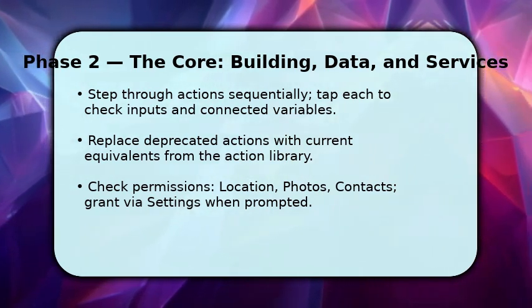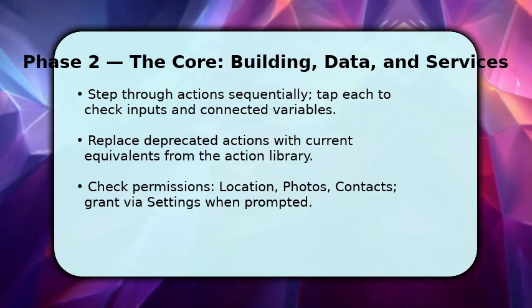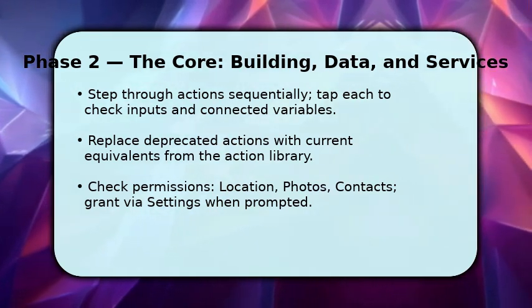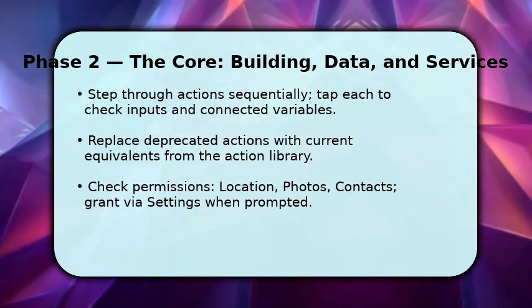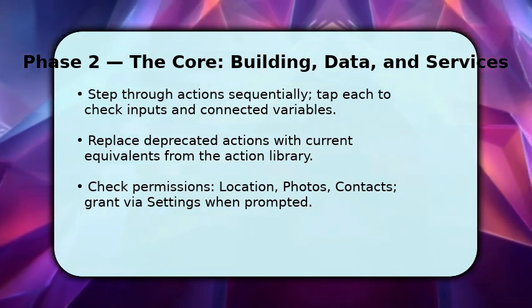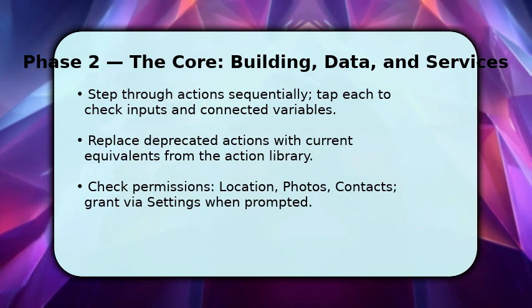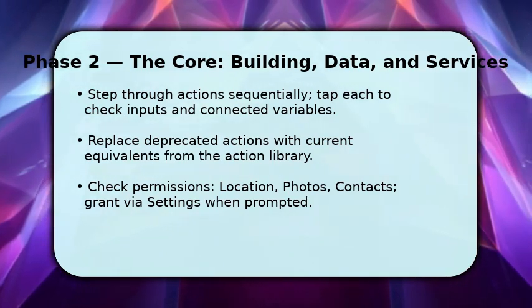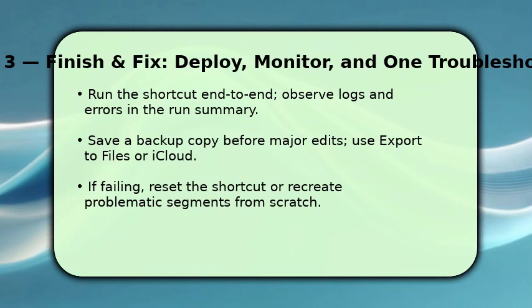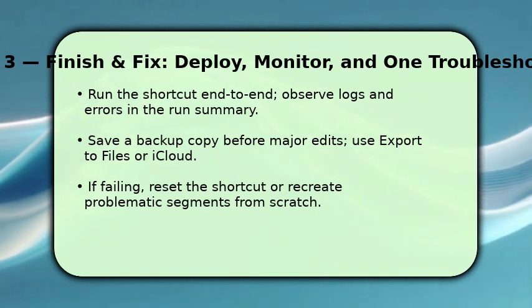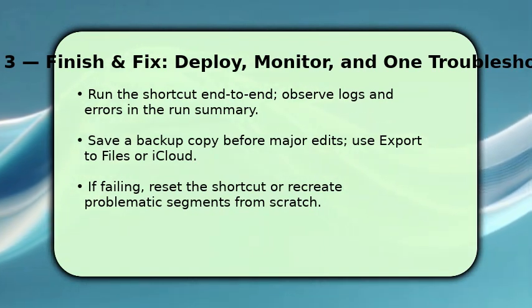Replace deprecated actions by searching the action library for modern equivalents and reconnect results. Also verify app permissions. If an action needs photos or location, grant access in settings so the shortcut can execute fully. You finish by running the shortcut from start to finish and examine the run summary for exact failure points.